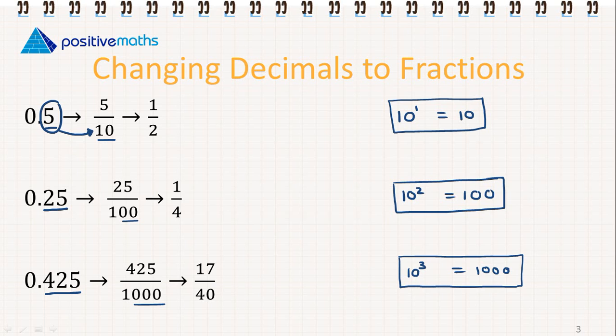Or another way of thinking about it is to think of the number of zeros you're going to have. So 2 decimal places will have 2 zeros, 3 decimal places will have 3 zeros. And then you simplify this fraction.